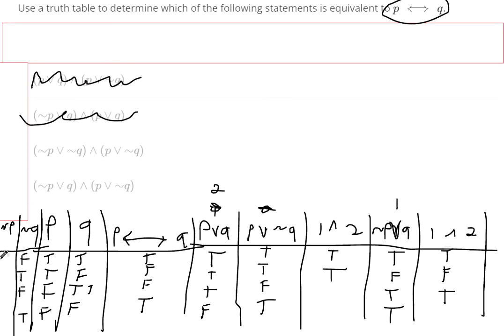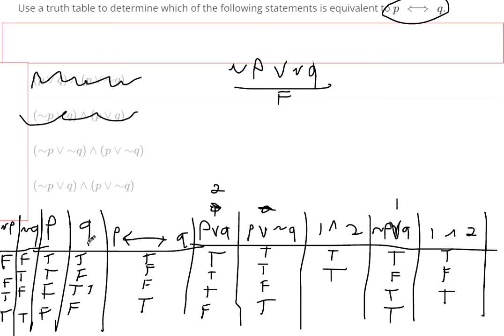I just negated Q and I negated P. That will help us fill out this one. We want the negation of P or the negation of Q. So if either one of these is true, we mark the row true. Negation of P is false, negation of Q is false, so the first row we're false.